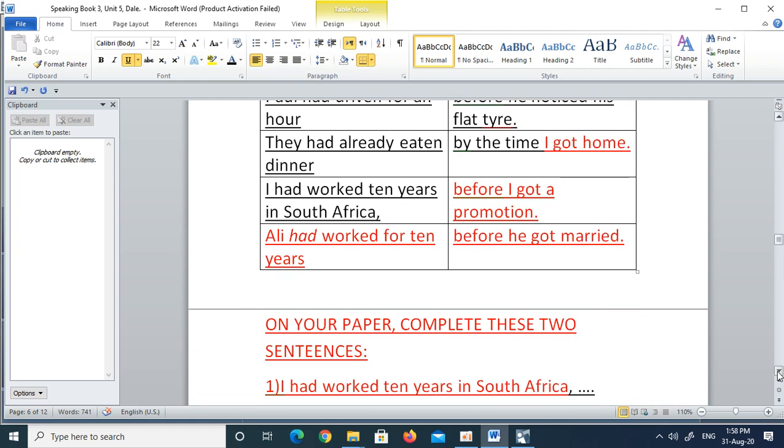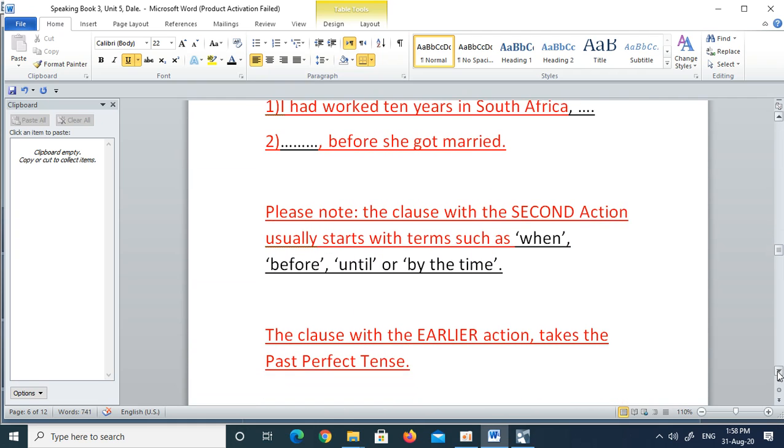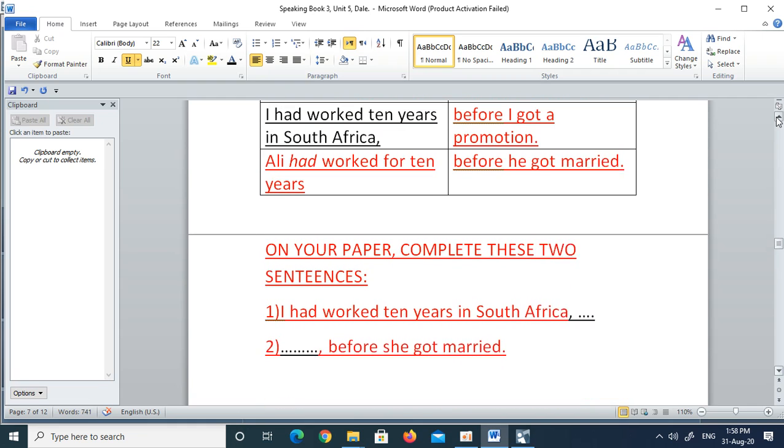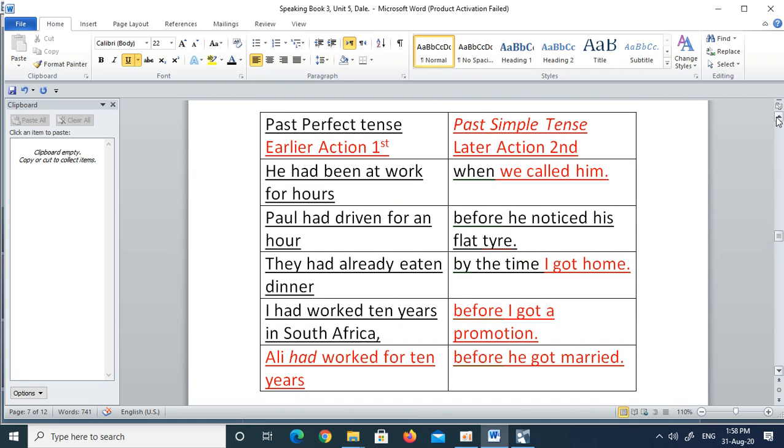All right. Now, please note that the clause with the second action usually starts with terms such as when, before, until, or by the time. So when we had the second action, it started all these clauses with when, before, by the time.